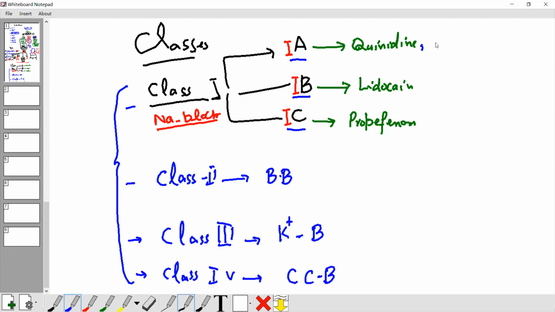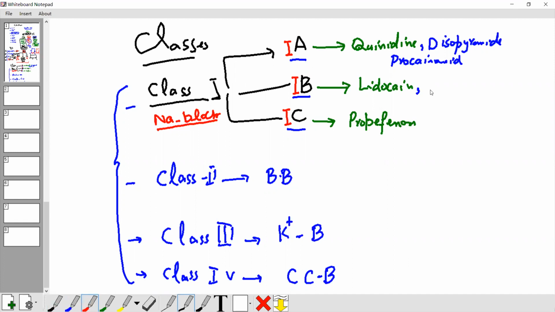Quinidine, another class 1A, disopyramide. Another, procainamide. These three are class 1A: quinidine, disopyramide, procainamide.